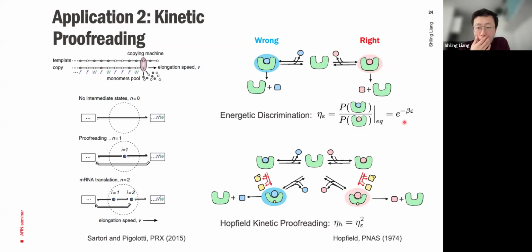So Hopfield introduced the proofreading scheme, which has one additional step. Here we consume some energy to push the system to a higher energy state, and then the system will release the product. It can also go back to the original state. So this is the proofreading step. Hopfield found that the error rate can be dramatically lowered down to the square of the original one, but in his original model, there is no thermodynamics.